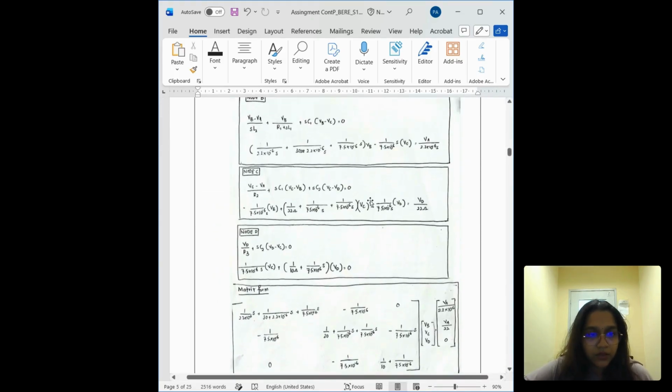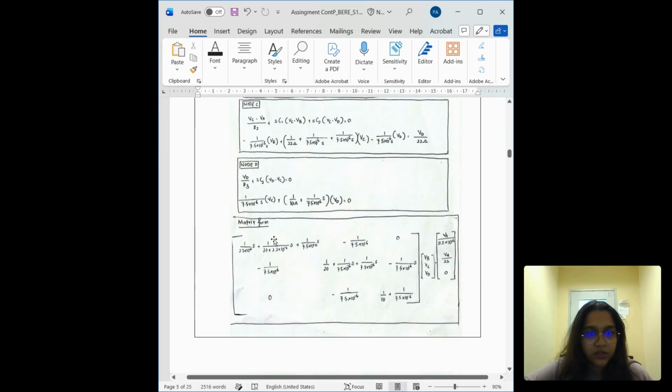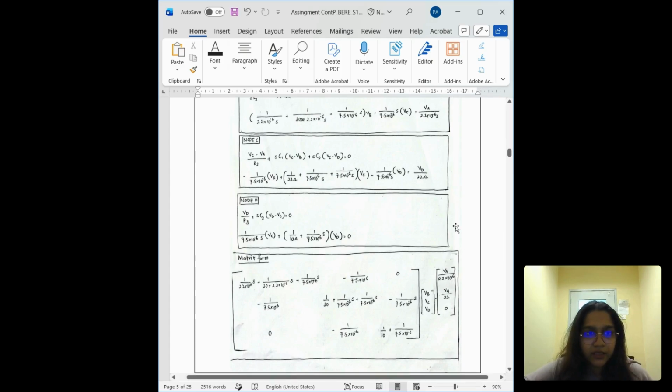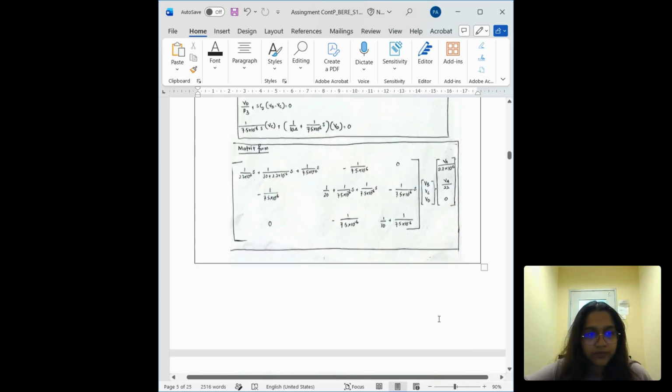Basically, I just substituted all the values here. From node B, I took this answer and put it here, and likewise for VC and VD. And the vector is VA, taken from node B, then VC, and VD from node D.